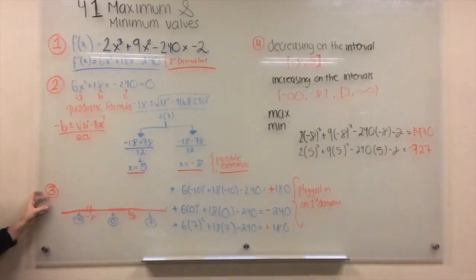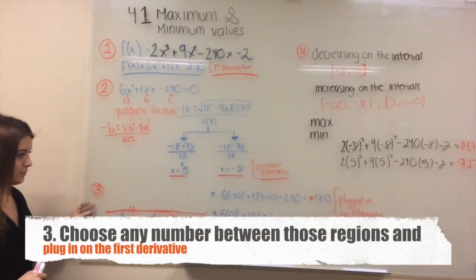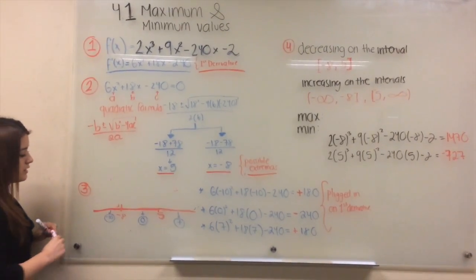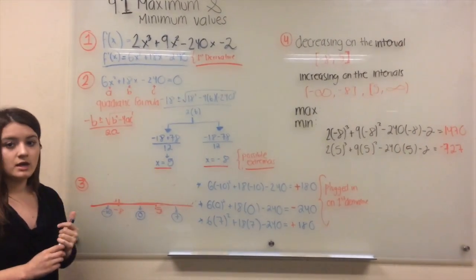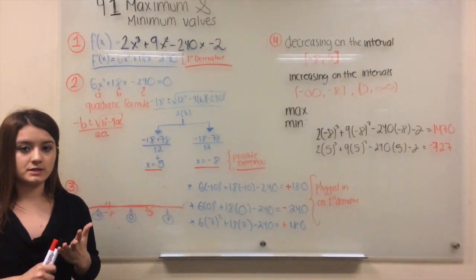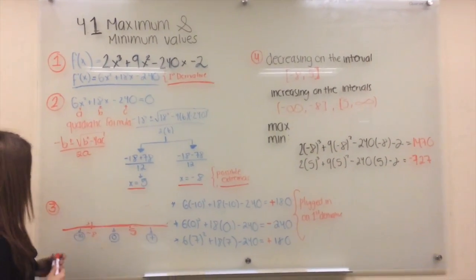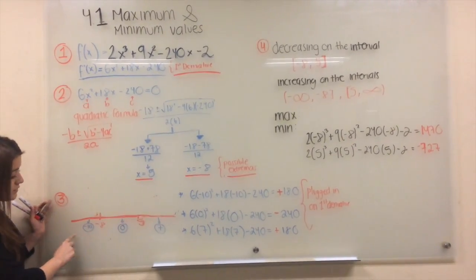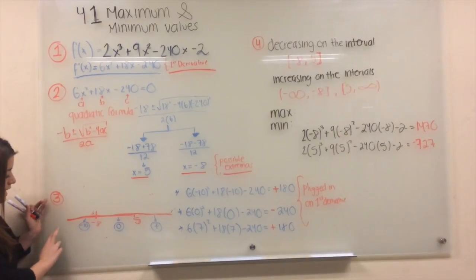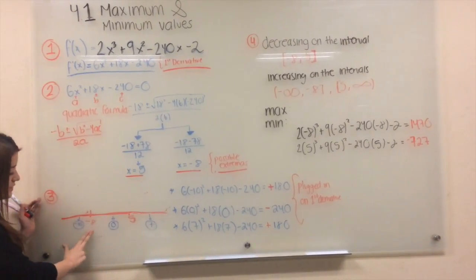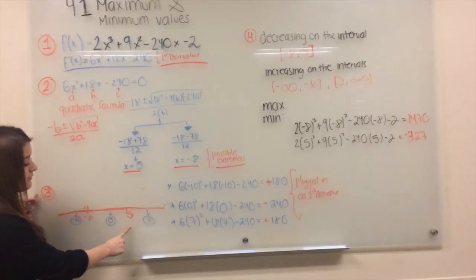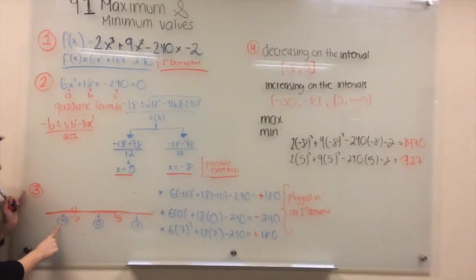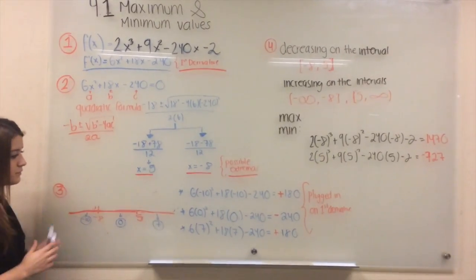The third step is to draw this number line based on our x values. So we have to determine in which regions the function is increasing or decreasing. We have to choose any numbers between negative infinity and negative 8, between negative 8 and 5, and between 5 and positive infinity. So I chose negative 10, 0, and 7.